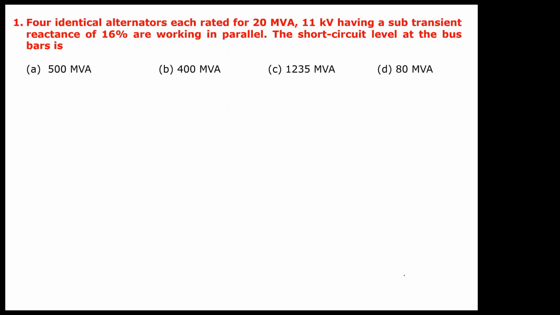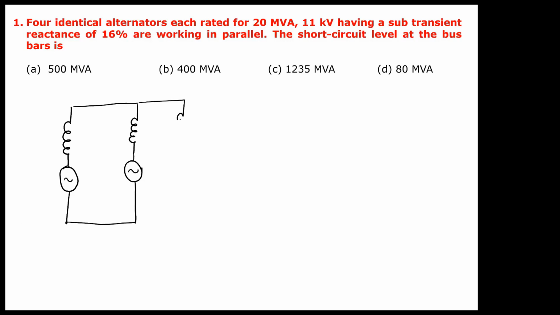Let someone read and try to solve this question. To a bus bar, 4 identical generators are connected. Generators, how we model in per unit impedance diagram: as a series combination of reactance and a voltage source. So how many generators are connected? 4. They are all connected to the same bus. This is the bus.